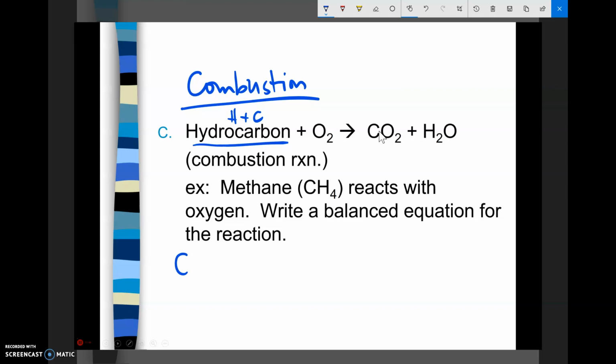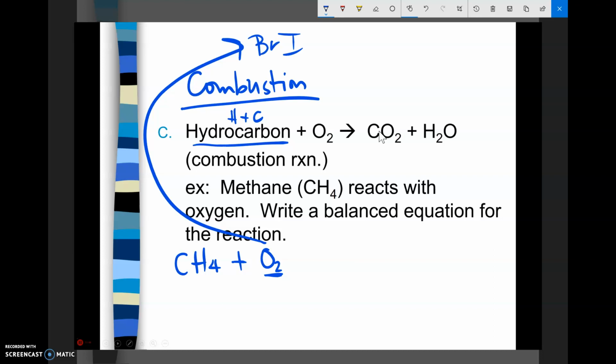Okay, so methane, CH4, there's your hydrocarbon, plus oxygen. Remember, oxygen has a 2 because it is a Brinkelhoff. Remember your Brinkelhoffs, which means that they are diatomic atoms. They have to have 2. Okay, and then your products for combustion are always carbon dioxide and water. Okay, so that would be that equation, and then you would just go ahead and you would balance it. Okay, let's do another one.